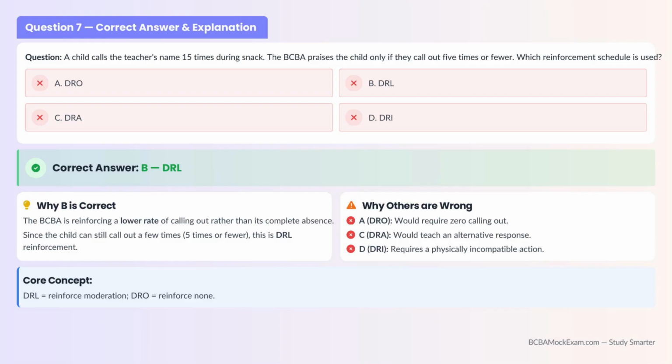The BCBA is reinforcing the child when they keep calling out at or below a set limit, 5 times instead of 15. That's exactly what DRL is designed for. Behaviors that are acceptable in small doses, but disruptive when excessive. Option A, DRO, would require zero calling out, which is not what's described. Option C, DRA, would involve teaching a different way to get the teacher's attention, like raising a hand or waiting for a cue. Option D, DRI, would expect a behavior that physically prevents calling out, such as quietly writing, which the scenario doesn't mention. So remember, DRL equals reinforcement for moderation, not elimination.